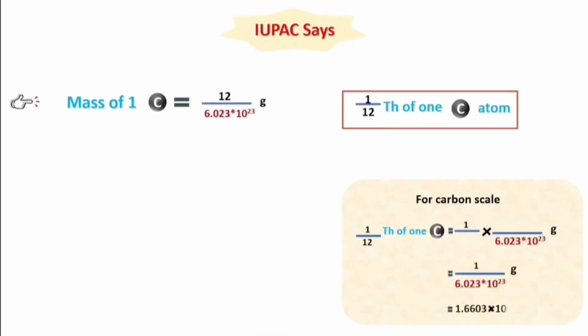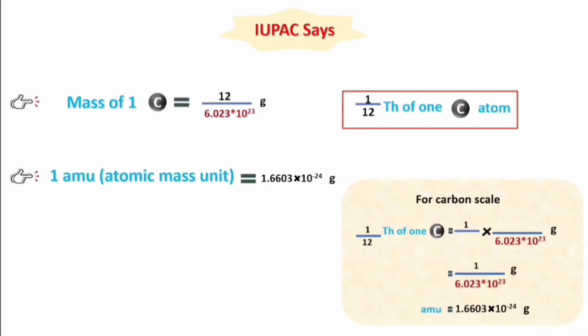And by calculation, the value comes to 1.6603 × 10^-24 gram. And this is the standard unit value of the carbon scale with the unit name AMU. So 1 AMU, with its value 1.6603 × 10^-24 gram, is the standard scale for measuring atomic mass.